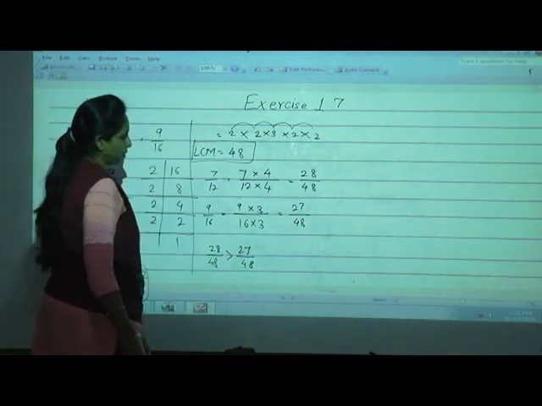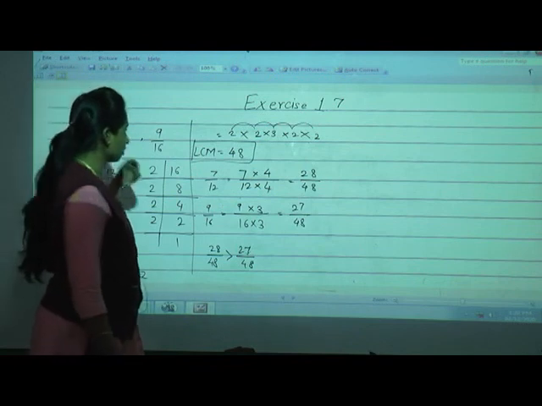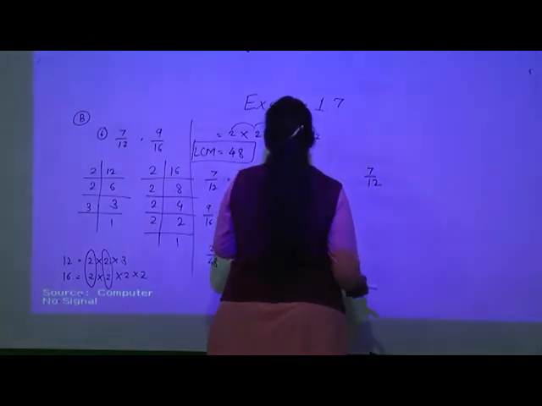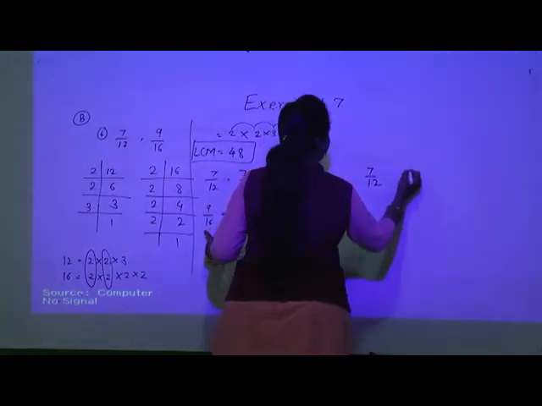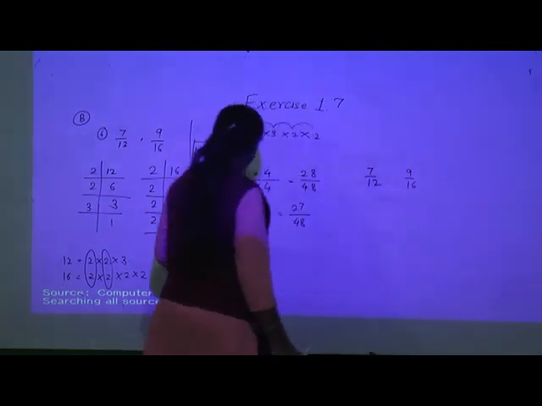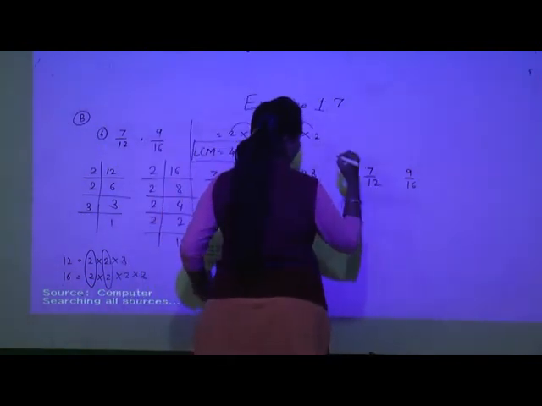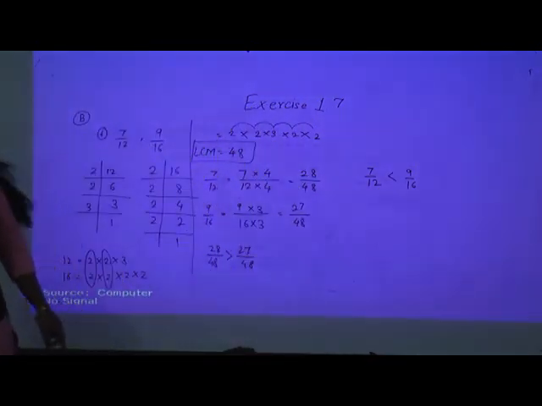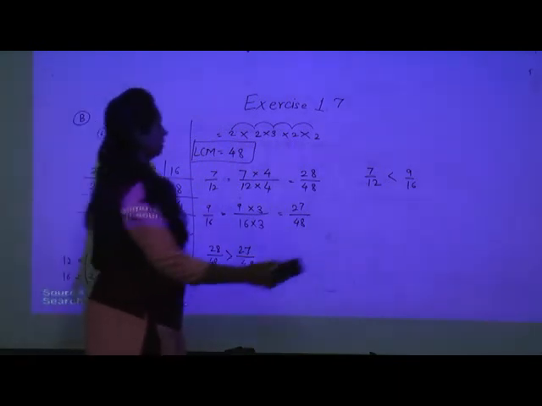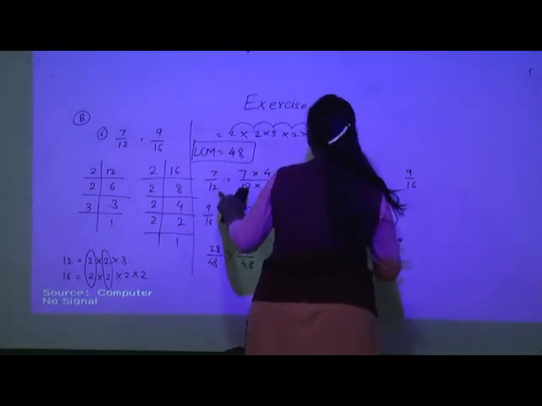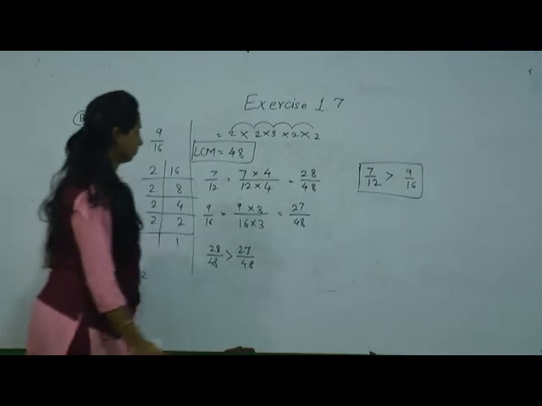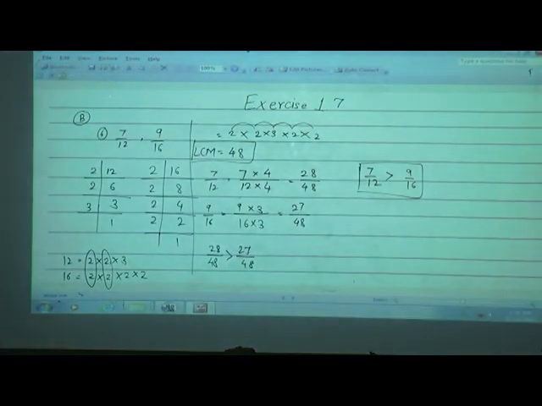So give the smaller symbol. But these are not actual numbers. We have to write the actual numbers. 28 upon 48 means what? 7 upon 12. And 27 upon 48 means what? 9 upon 16. And which is smaller? 28 means 7 upon 12 is greater. So, 28 is greater than 27. Are you getting it? Yes? Correct? Very good.